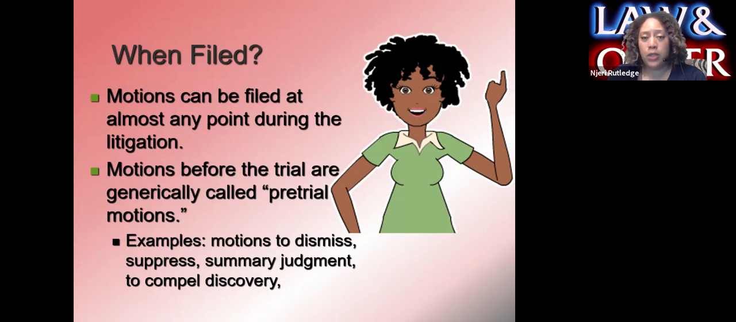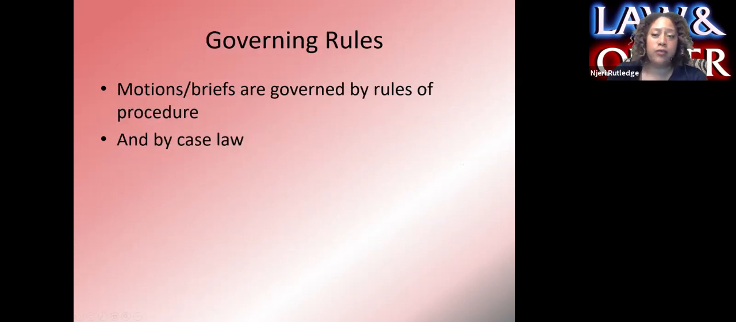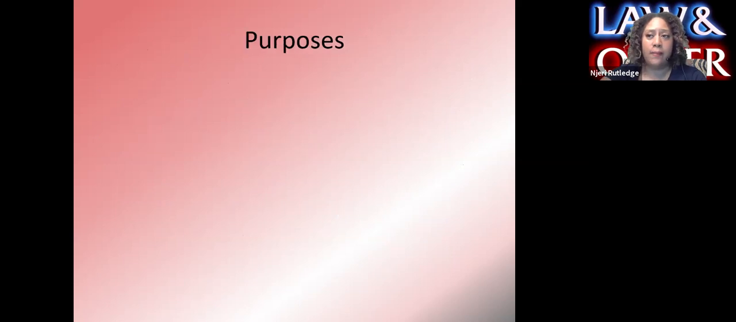This would include motions to dismiss, motion to suppress, motion for summary judgment, motion to compel discovery. Any side can file a motion. It can be the state or government or the defendant. The defense tends to file more motions than the state does. Now, the governing rules are based on the rules of procedure and by case law.